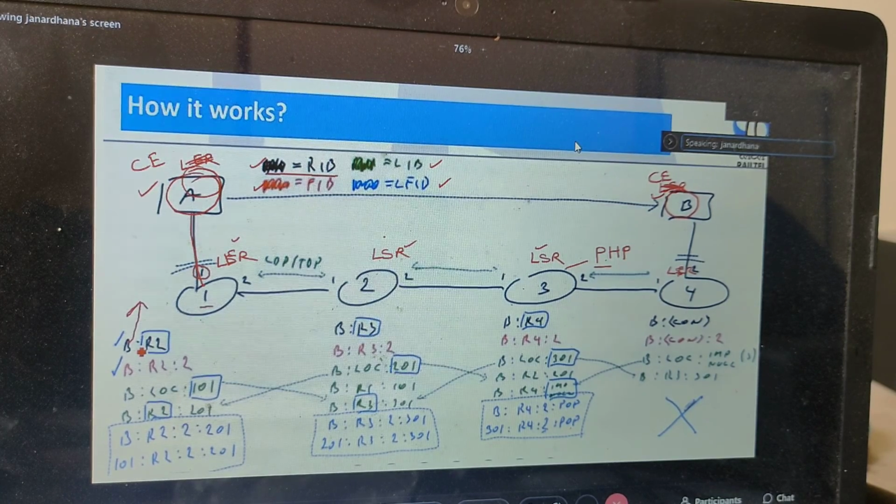And this will be called a PE router. PE means provider edge router. These inside will be called P routers, provider routers. This again is a provider edge router. Here only the technology changes a little, nothing else. A provider edge router is nothing but a LER.